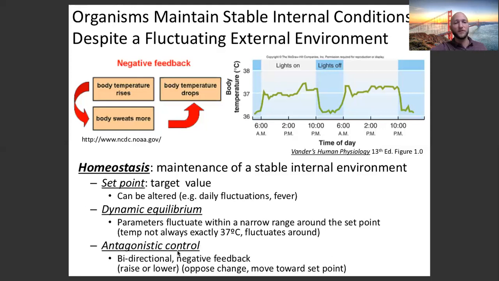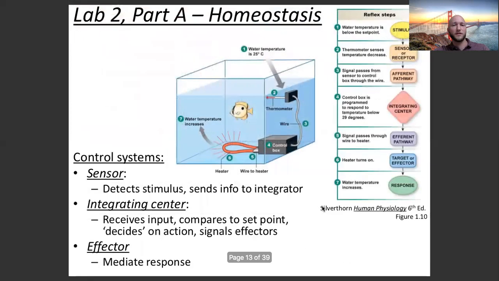So all these terms are very important really for the whole semester. Think about these three terms and now compare them to the water bath. How is the water bath like a human system for homeostasis? How is the water bath different than the human system for homeostasis? Pause the video if you want to think about it a little bit.